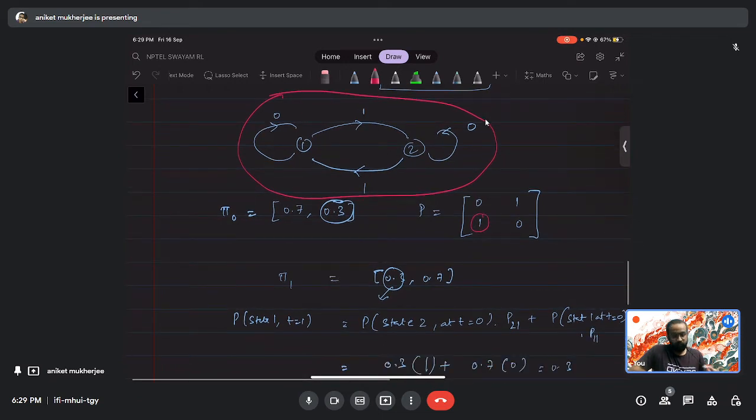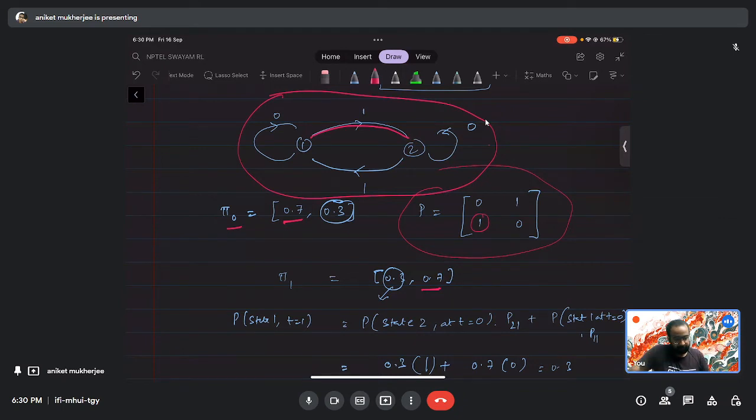Intuitively, I'll tell the intuition behind this. You start at state 1 with probability 0.7. If you start at state 1, the next state will always be state 2. So the probability of state 1 is the probability of the next state being state 2. This transition matrix is designed like that. So there are some pathological cases of Markov chains where a steady state distribution does not exist.